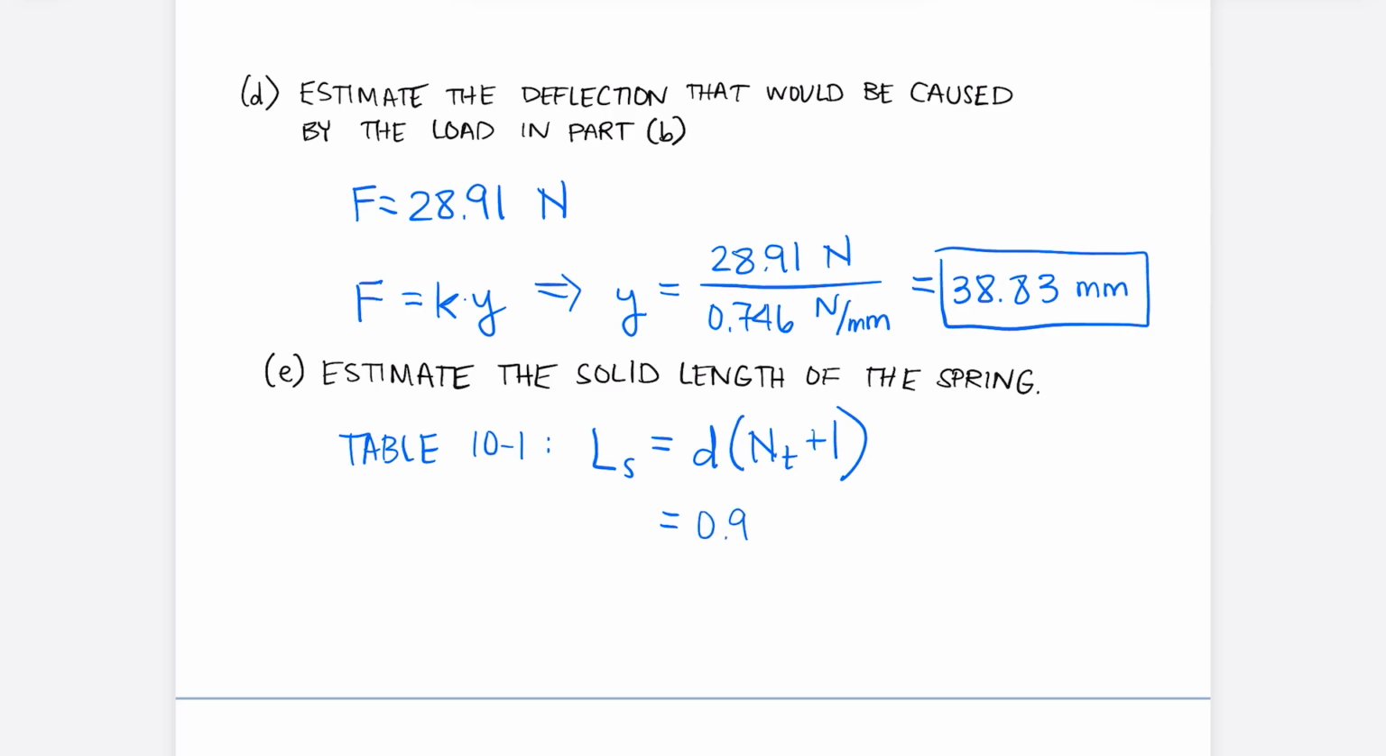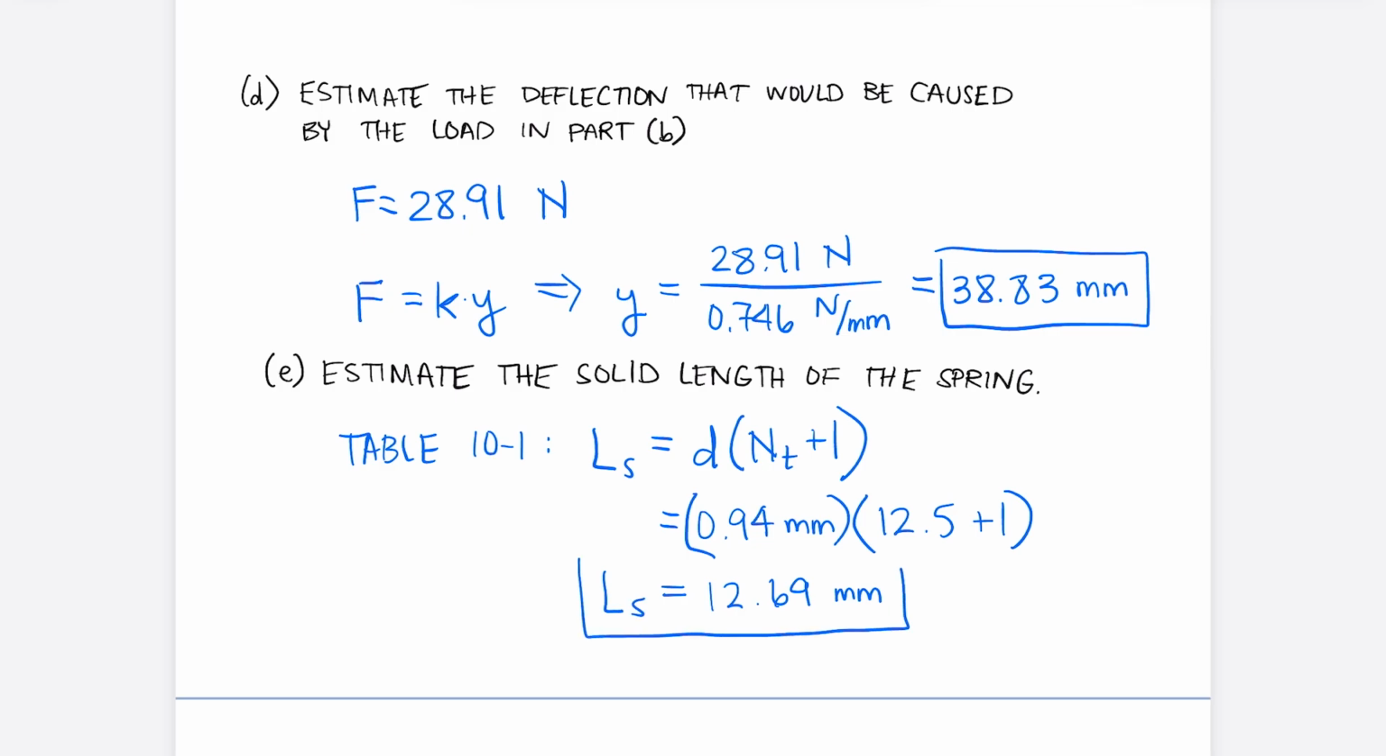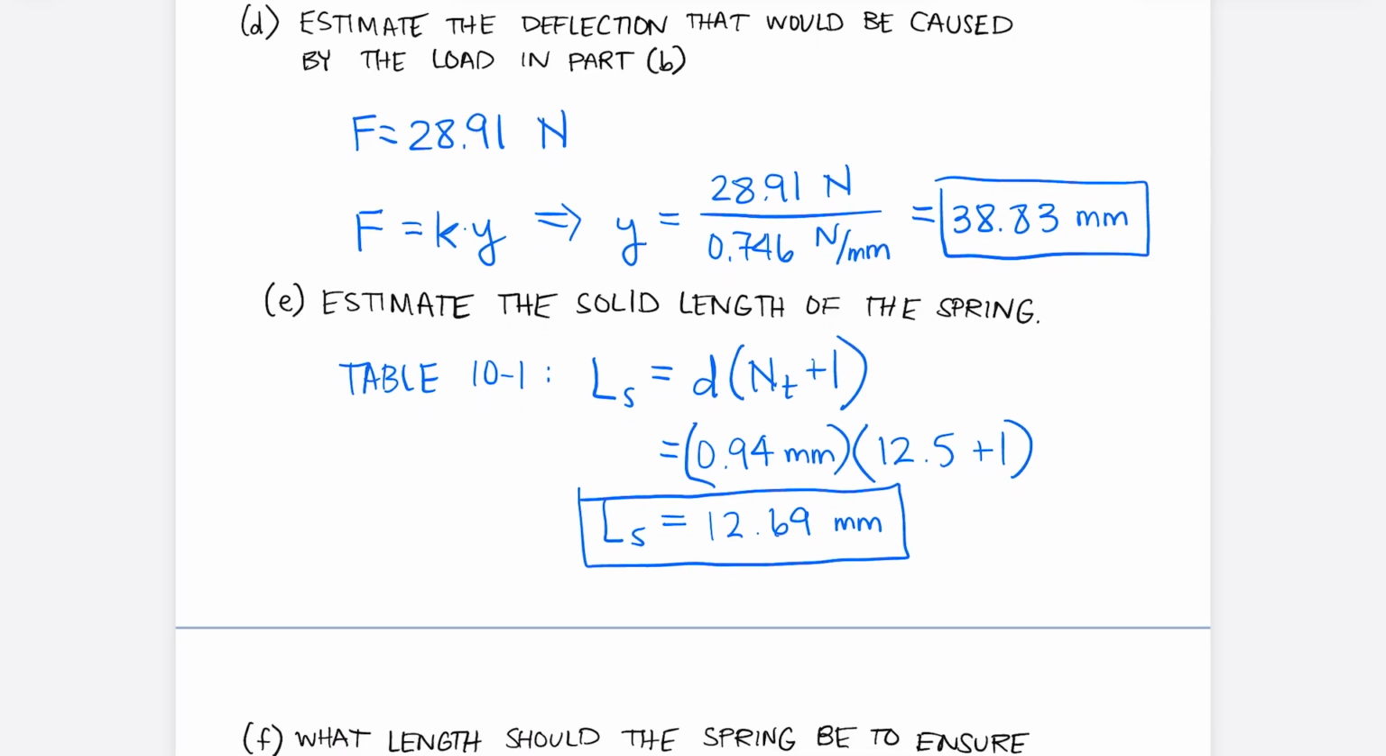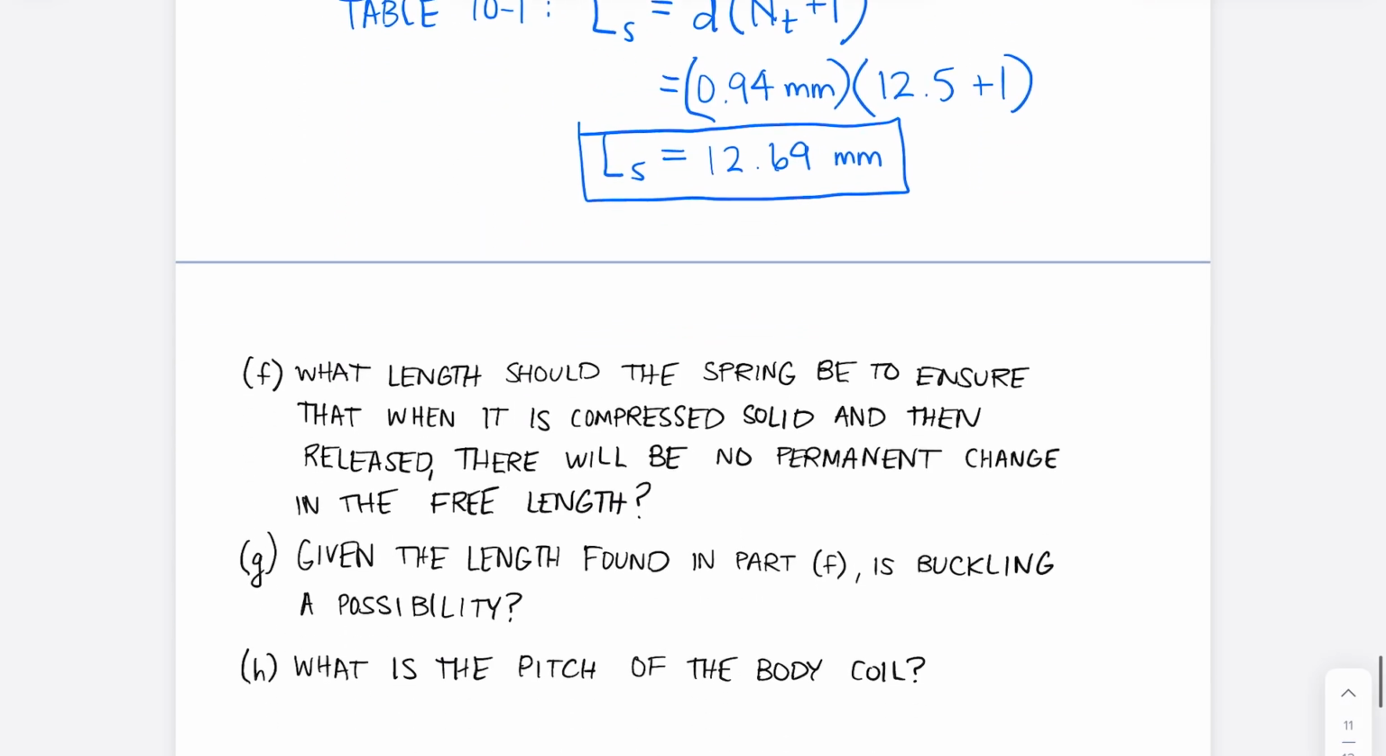Okay. I have everything I need to plug into this equation and find the solid length. So let's do it. 0.94 millimeters for the wire diameter. I have 12.5 total coils. That was given in the problem statement. And so my solid length is 0.94 times 13.5, which is 12.69 millimeters. As easy as that.